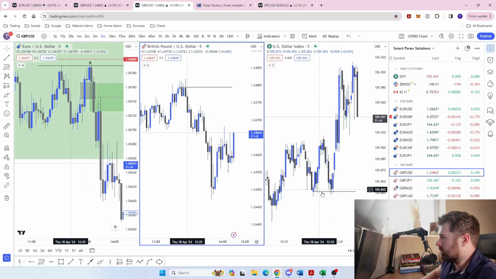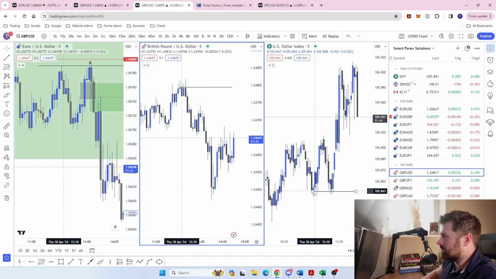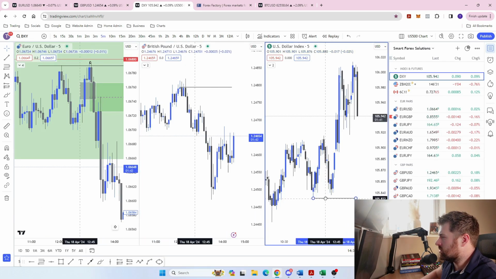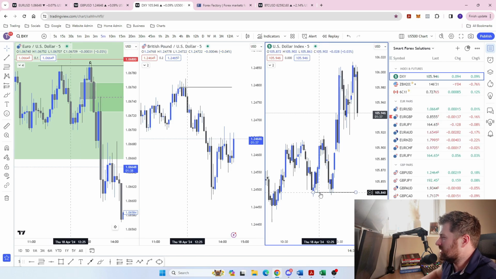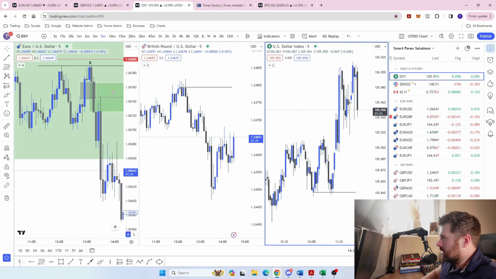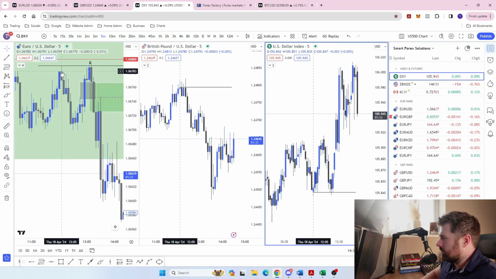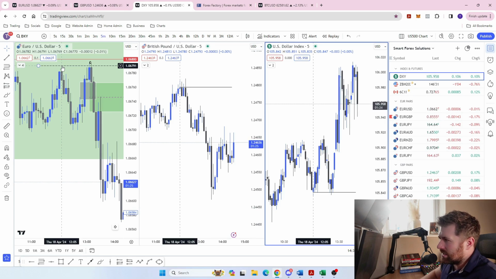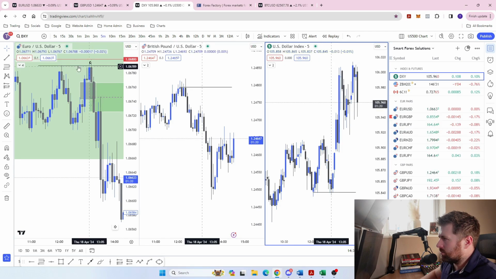As mentioned before, I'm focusing on the bodies, not necessarily the wicks. You can use the wicks and the bodies. It is a bit subjective, but I'm using the bodies in this example. This high, which was created at 12:05 UK time today, is right here. As you can see, price comes lower and perforates through that high. That was our liquidity sweep.